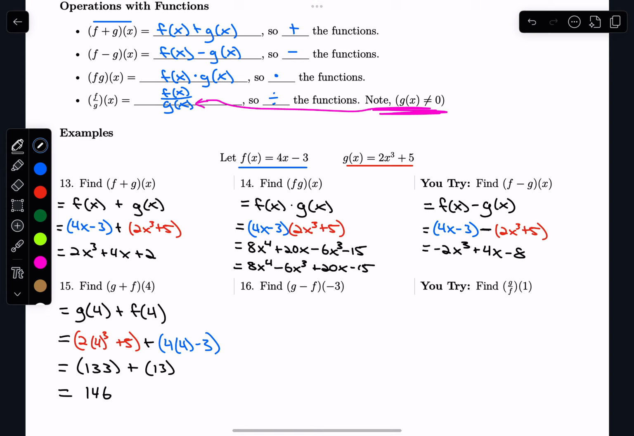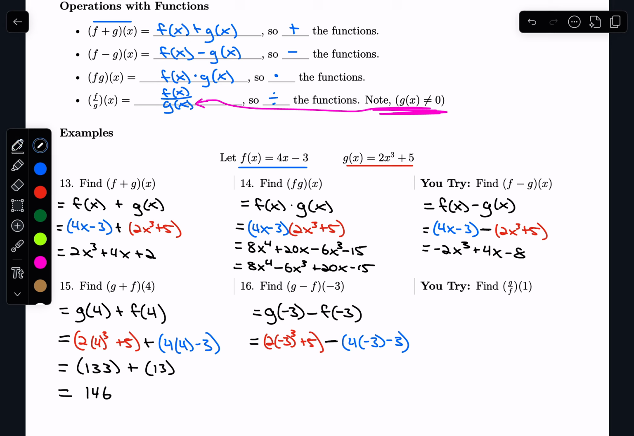Okay, number 16, we have g minus f of negative 3. So same idea as number 15, except we're plugging in a negative 3 this time and doing subtraction. So we have g of negative 3 minus f of negative 3 is what that notation means. And if we go ahead and plug in negative 3 to each of these functions, we're going to have 2 times negative 3 cubed plus 5. And we're going to be subtracting our f function with negative 3 plugged in. So 4 times negative 3 minus 3.